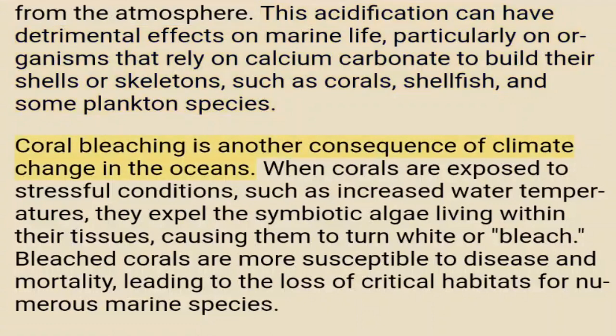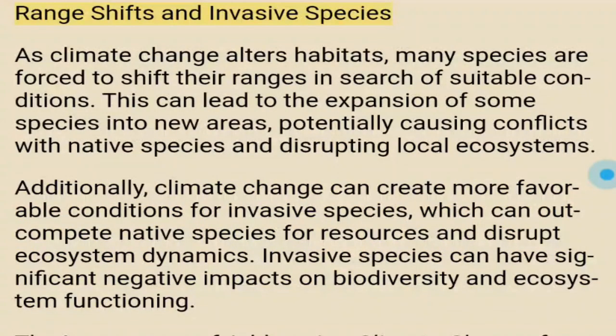Coral bleaching is another consequence of climate change in the oceans. When corals are exposed to stressful conditions, such as increased water temperatures, they expel the symbiotic algae living within their tissues, causing them to turn white or bleach. Bleached corals are more susceptible to disease and mortality, leading to the loss of critical habitats for numerous marine species. Range shifts and invasive species. As climate change alters habitats, many species are forced to shift their ranges in search of suitable conditions.